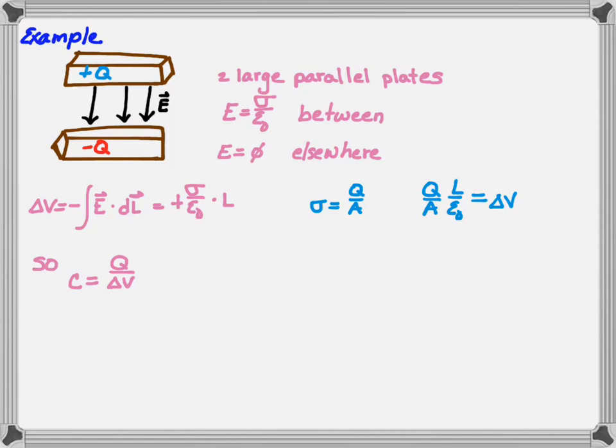So what is the capacitance? The capacitance is going to be equal to Q over delta V. So plugging in my value for delta V, what I come up with is epsilon times A, the area, divided by L.